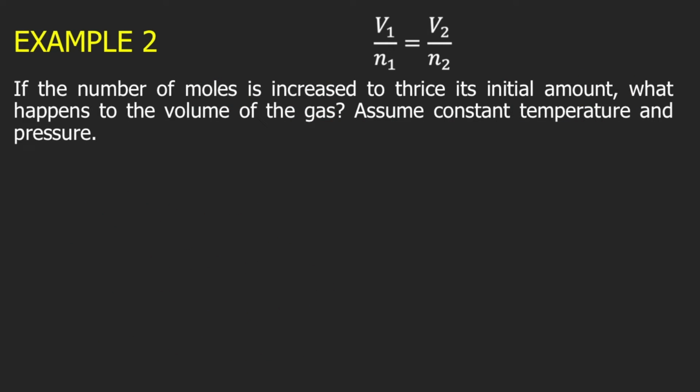Let's proceed to example 2. If the number of moles is increased to thrice its initial amount, what happens to the volume of the gas? Assume constant temperature and pressure. So the first part of the problem says that the number of moles is increased to thrice its initial amount. So what does this mean? This means that the final number of moles, or N2, is thrice the initial number of moles. Or you can write this as N2 is equal to 3 times N1.